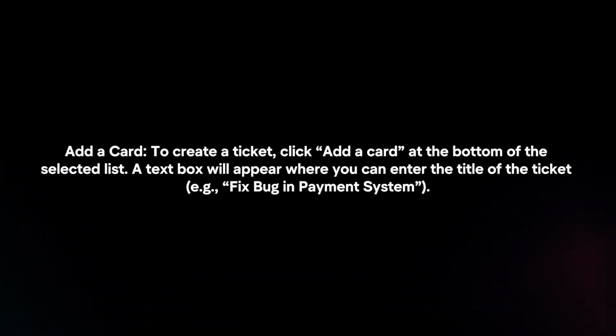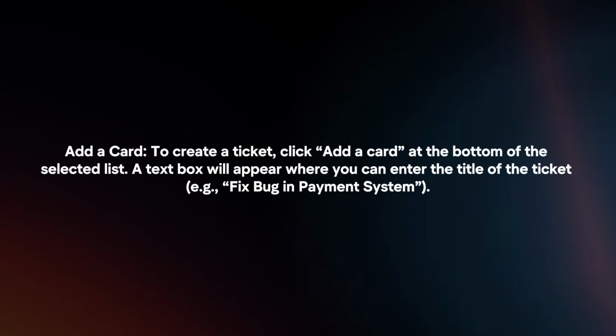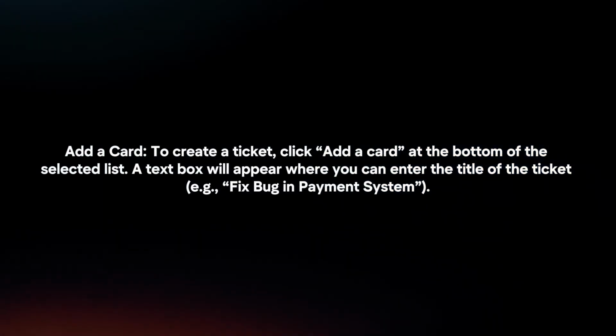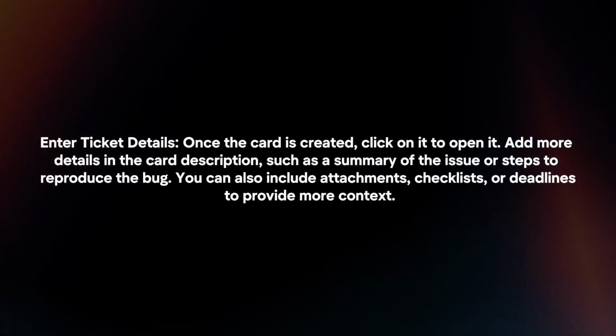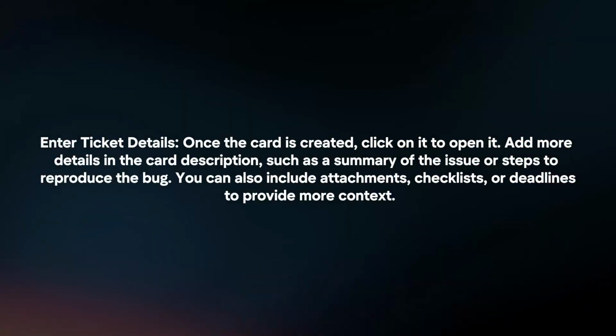Add the card. To create a ticket, click Add a card at the bottom of the selected list. A text box will appear where you can enter the title of the ticket. Enter ticket details. Once the card is created, click on it to open it.